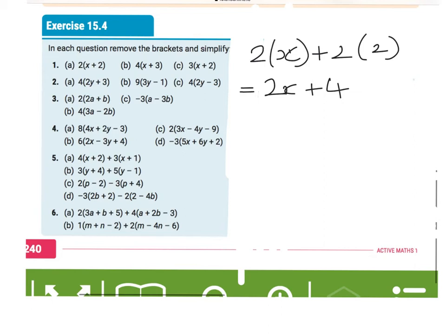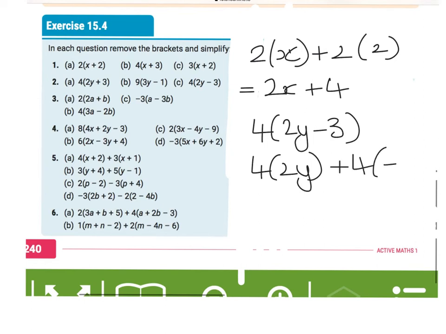I'm going to skip on and have a look at 2 part C. So we've got 4 bracket 2y minus 3. So we split up the bracket, 4 multiplied by 2y and 4 multiplied by minus 3. Okay, so when we multiply them together, 4 multiplied by 2y, multiply the numbers, we get 8y, and 4 multiplied by minus 3 is minus 12. Now, we already know that when we're collecting like terms, the letter that goes with them has to be the same. It's not, so we don't do anything further with that. 8y minus 12 is just our answer, just like 2x plus 4 is our answer as well.